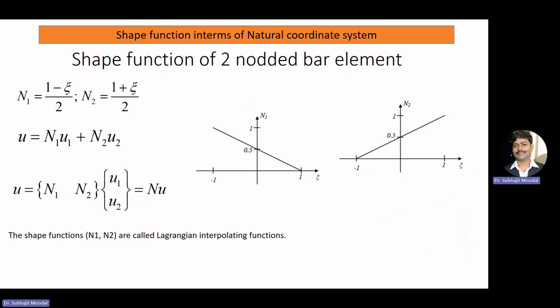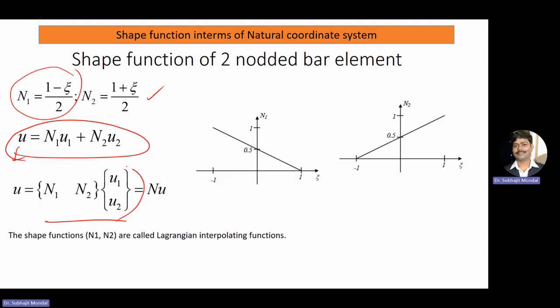Now if you know that our shape functions are (1 minus xi)/2 and (1 plus xi)/2, then displacement at any point can be written as a summation of N1 u1 plus N2 u2. That also can be written in matrix form like this. And here you also observe that the value of the shape function N1 will be 1 at -1, and will be 0 at the second node. Similarly, the value of N2 will be 1 here and will be 0 here.